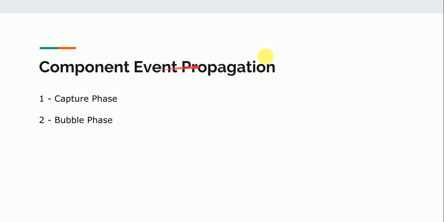For component event propagation, we have only two phases: one is the capture phase and the other is the bubble phase. For the component event, we don't have a default phase. So let's go ahead and see how event propagation works in the case of component events.